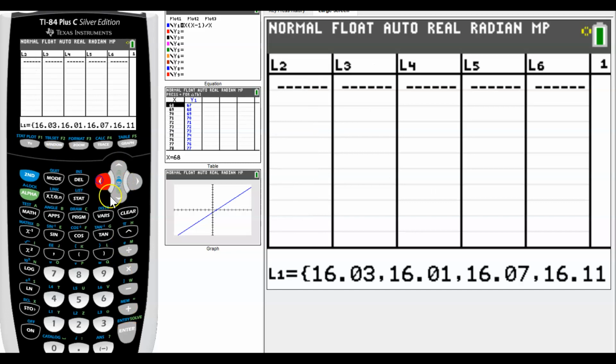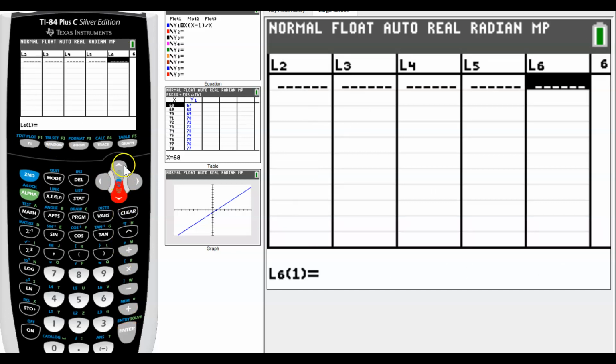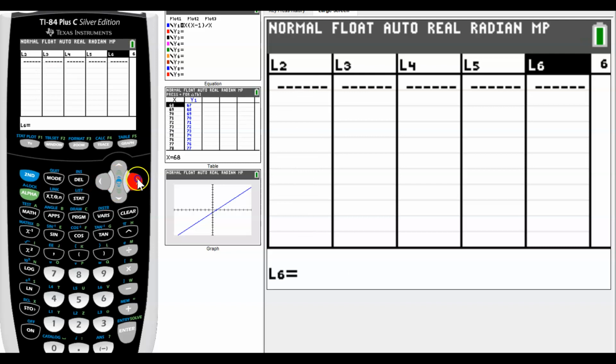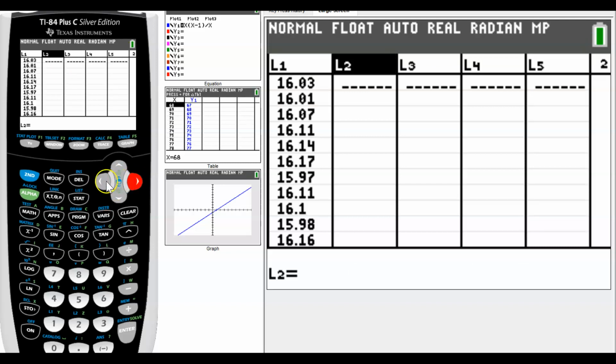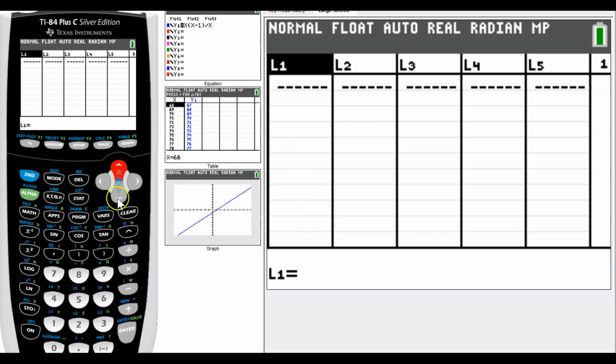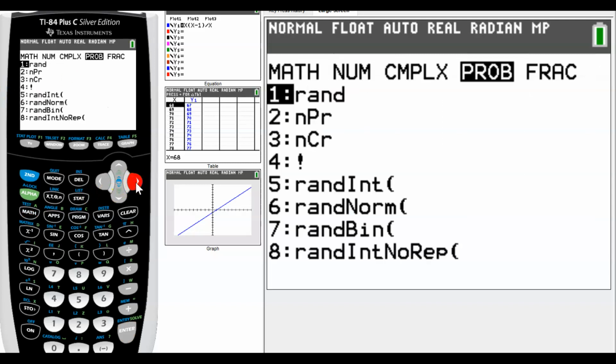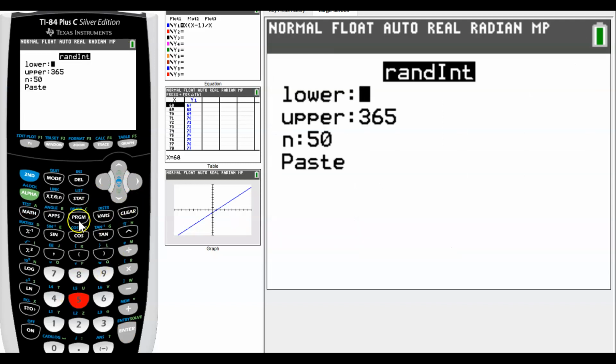Let's clear out anything that's in there. List. And what I'm going to do is tell the calculator I want to get back to L1 actually. So I'm going to tell the calculator to make L1 equal a bunch of random numbers. So I'm going to go math, probability again, random integer, and we're going to say give us people's birthdays 1 through 365, but give us 20 at a time. And those are the directions that I give you in the document there.